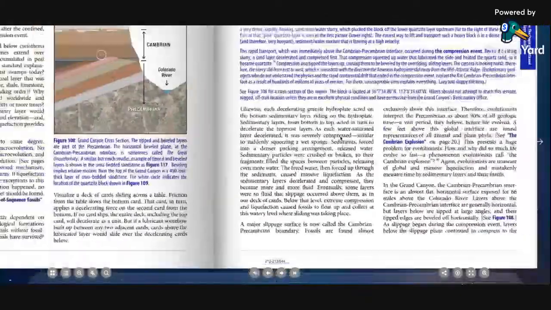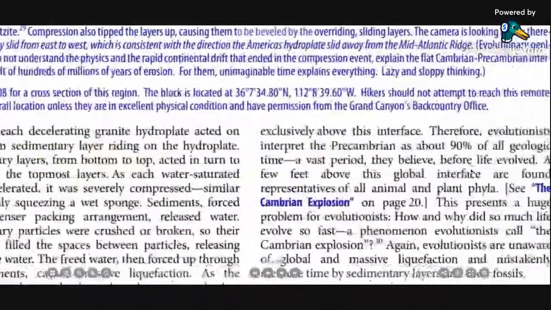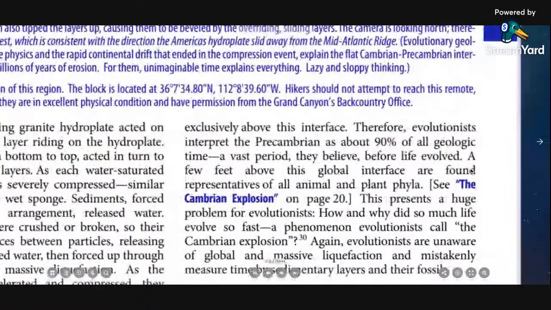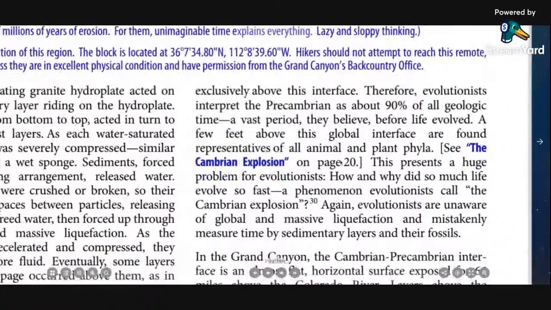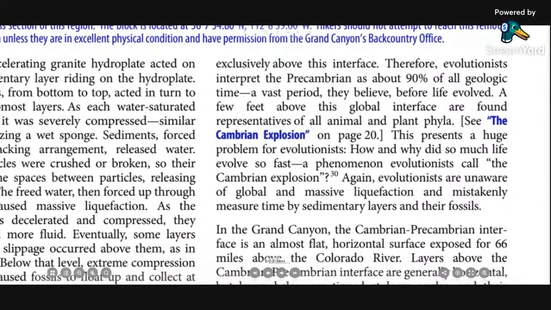Fossils are found exclusively above this interface. Therefore, evolutionists interpret the Precambrian as about 90% of all geological time, a vast period, they believe, before life evolved. A few feet above the global interface are found representatives of all animal and plant phyla. See the Cambrian explosion on page 20.